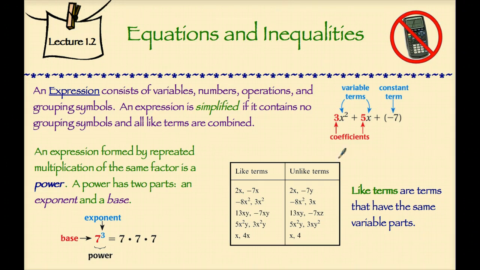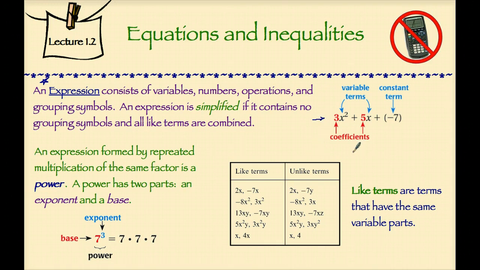Before we discuss equations and inequalities, let's define an expression. An expression consists of variables, numbers, operations, and grouping symbols. Notice it doesn't say equal sign. Once an equal sign is inserted in an expression, you have created an equation. So thus far, we may have operators, but no equal sign. Here's an example of an expression: 3x squared plus 5x plus negative 7.